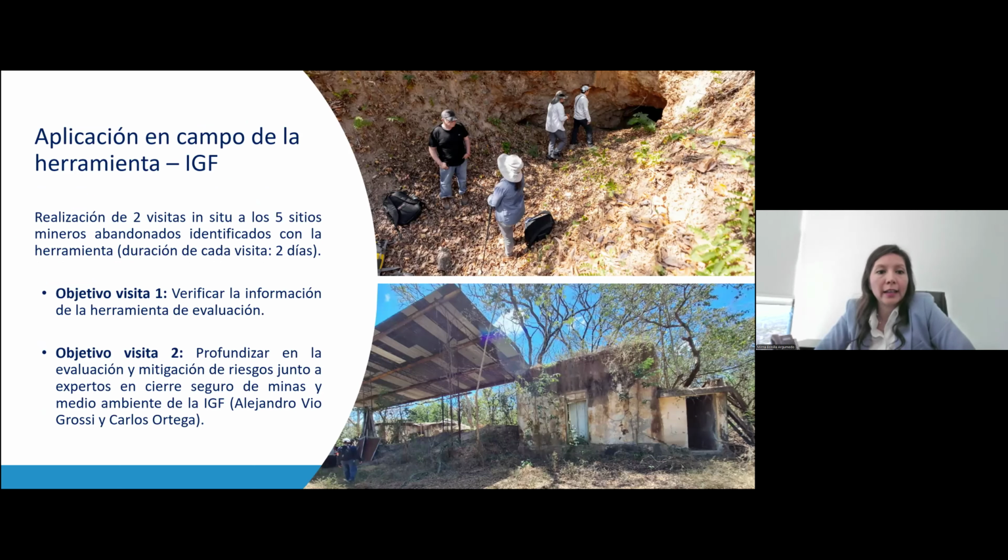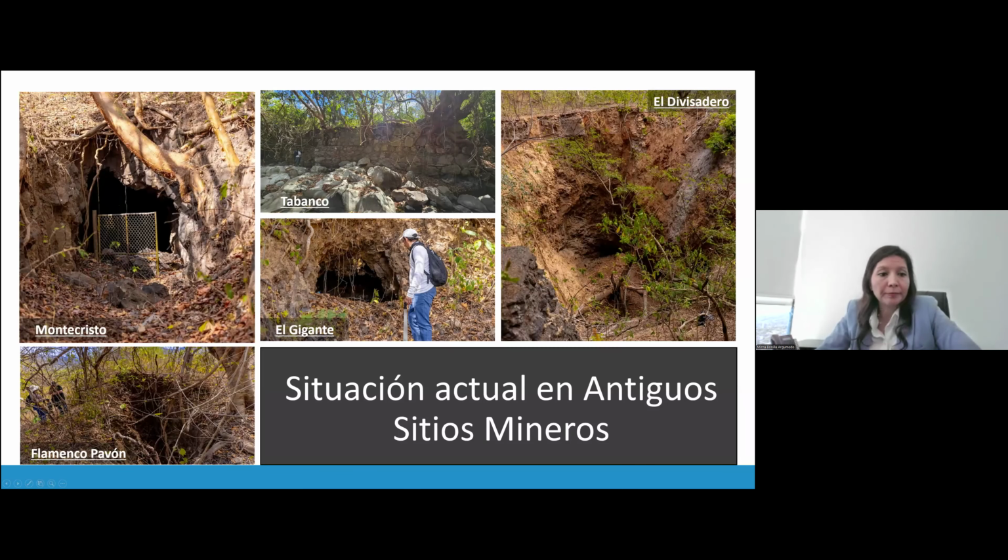So we went to the field. We had Alejandro and Carlos Ortega come and visit us. We visited these 5 sites that we were able to identify as priorities using the tool, because the tool told us that it was those 5 sites that had to be included in phase 1. The visit took 2 days so that we could get to the abandoned mining sites. In the first one, we did a surveillance, and then we also identified this. Then there was a second visit in order to deepen the assessment and risk mitigation using the IGF experience. These are some of the pictures of the 5 sites.